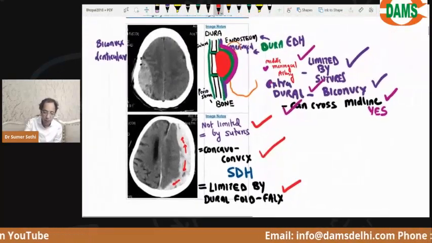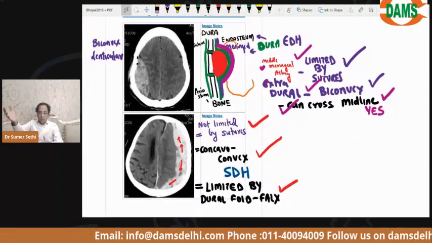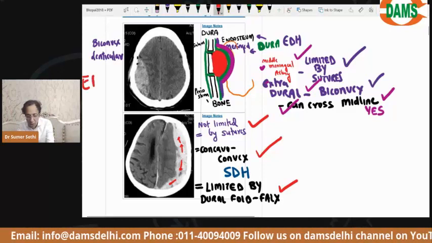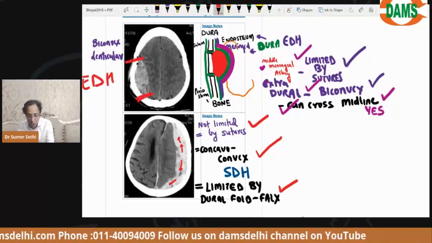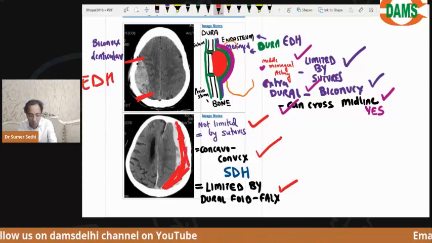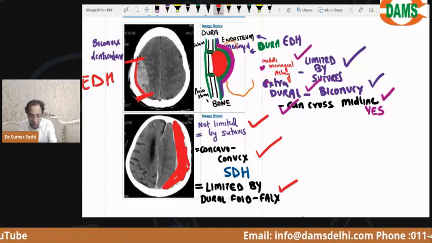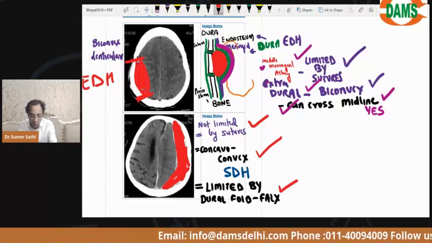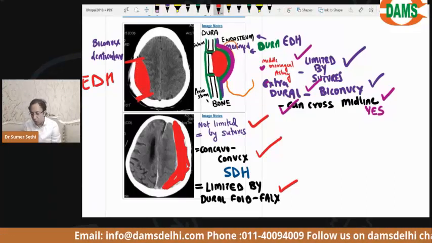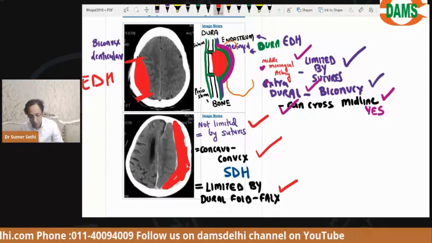Now please try and compare the two. Can you see now in front of you, I'm showing you two images. One is extradural, which is localized. It is not crossing the suture line. One is subdural, which is more spread out because it is not limited by skull suture. So it remains concavo-convex while EDH is biconvex. Everybody understands the concept?